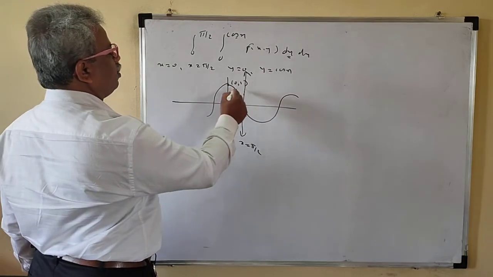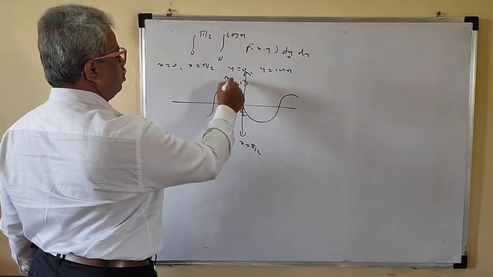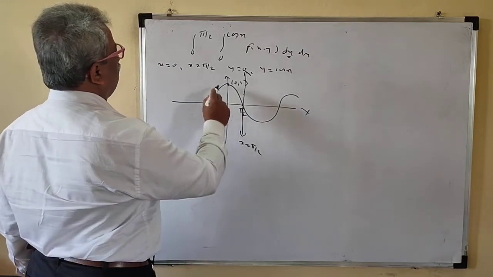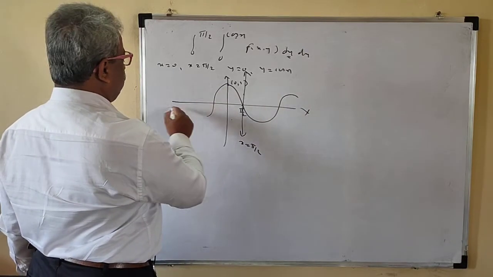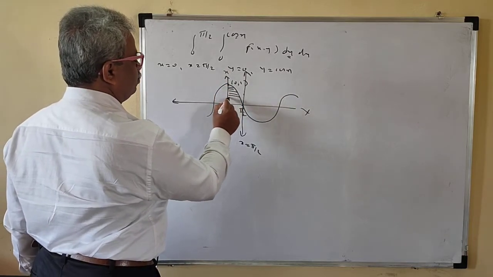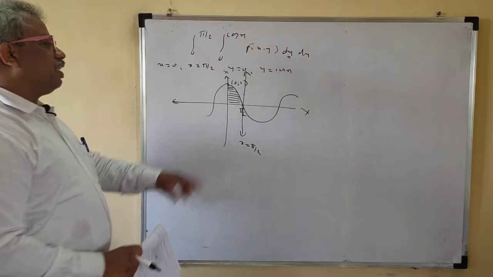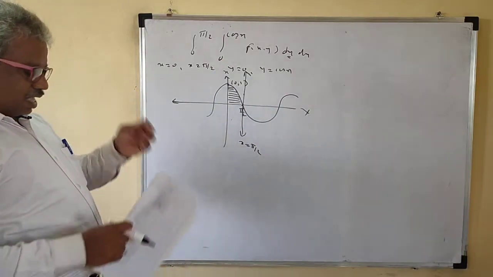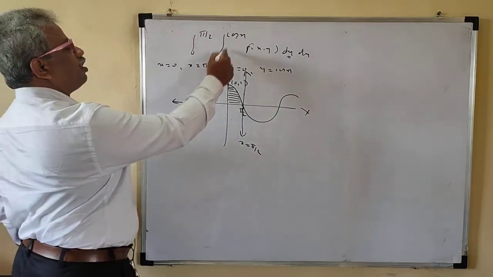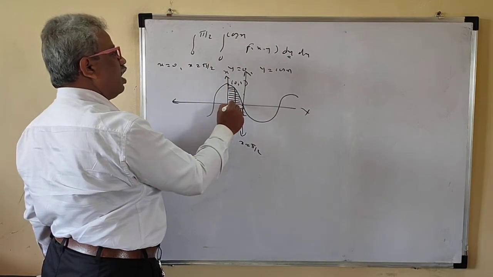Now y is equal to cos x, this curve. Y is equal to 0 is the x axis. And this is x is equal to 0. That means this is your region. These are the limits of y, that means the strip is parallel to the y axis.